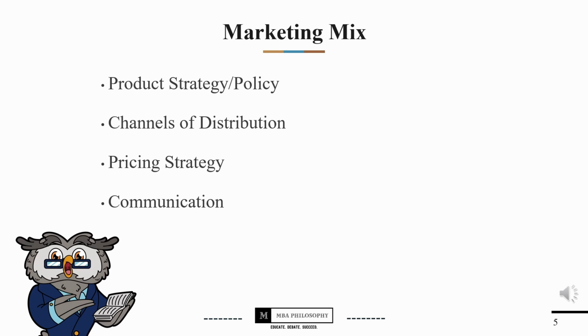The marketing mix. This is great information to keep in your back pocket because it shows everything that goes into marketing and how it's a constant loop of all these categories interfacing with one another. You have product strategy and policy, channels of distribution, which is just the steps your product goes through to reach the consumer, pricing strategy, and communication, how to advertise and promote the product or service.